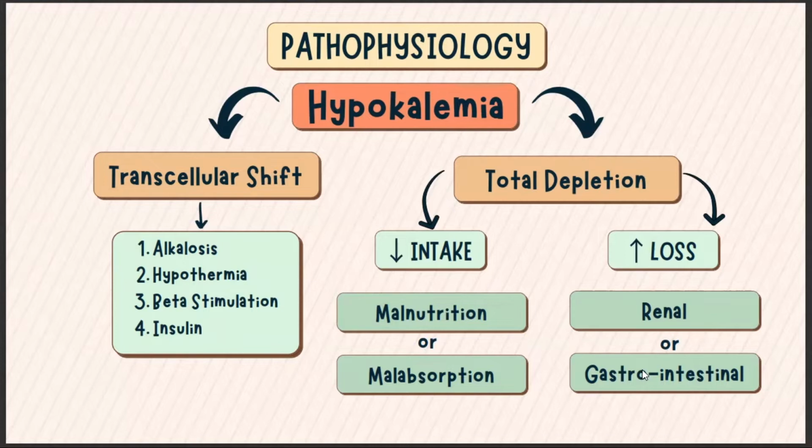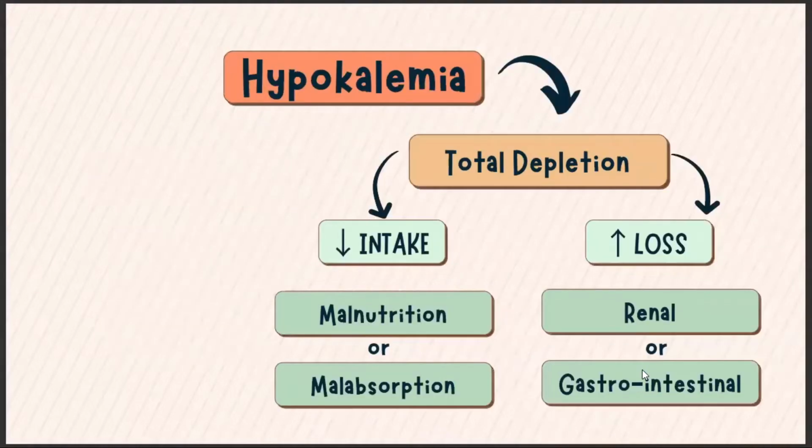Okay, first let's dive into total depletion. In total depletion, there can be a decreased intake or an increased loss. For the decreased intake, there isn't enough potassium coming into our body because of a bad diet, malnutrition, or malabsorption. In the increased loss, you are losing potassium. Total depletion is usually through loss.